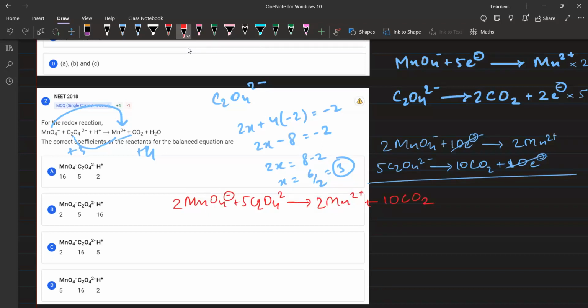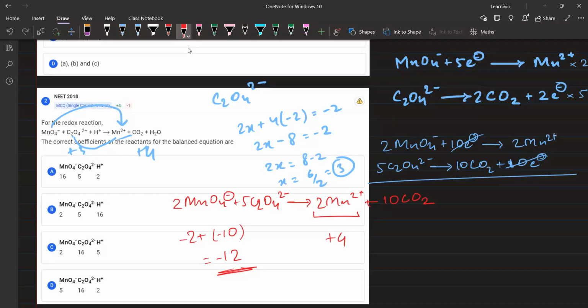Now you are going to balance the charges. Once you have balanced the number of electrons, you will balance the charges because these are ions. If I look at the charges here, I have 2 negative, and minus 10, right? So the total charge that I will be getting is minus 12. Does this make sense? And if I look at the total charge on the other side, we are having plus 4, 2 Mn2 positive, so plus 4.